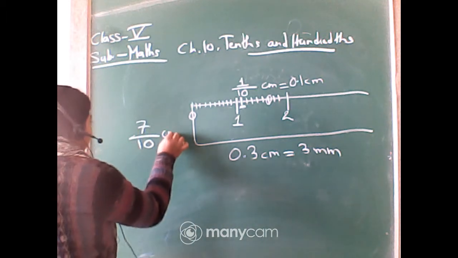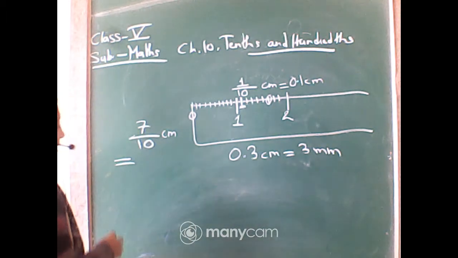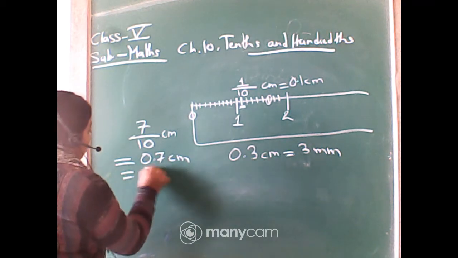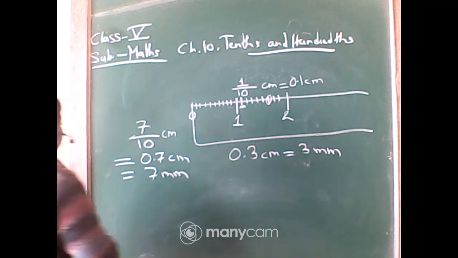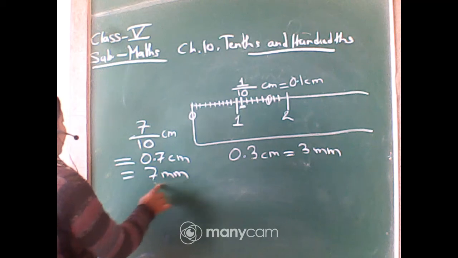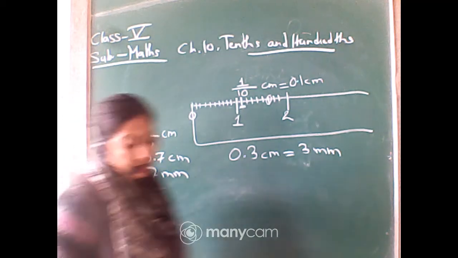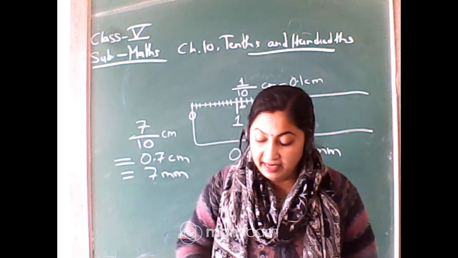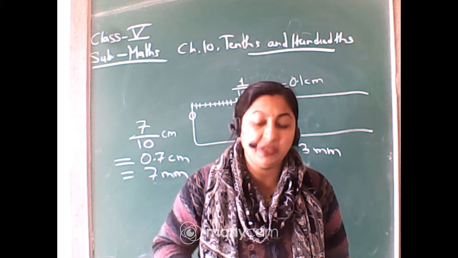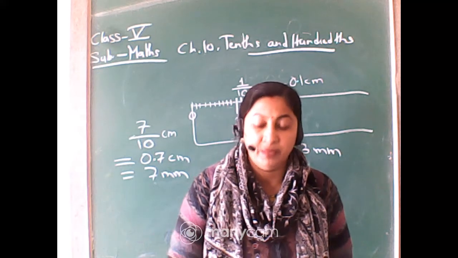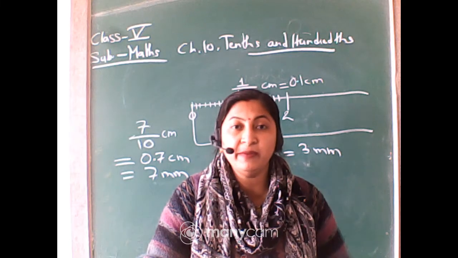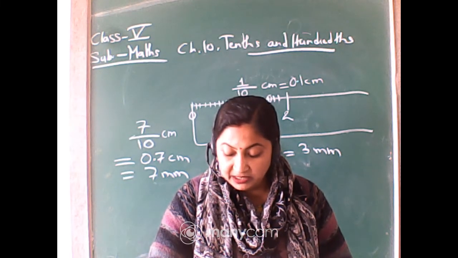This is given in centimeter. This you can write as 0.7 centimeter, which is equal to 7 millimeter. Either it is 0.7 centimeter or it is 7 millimeter. So the next ant's length is 7 millimeter. In the blank you write 7 millimeter. Millimeter is already given, just write 7. And the previous one is 3 millimeter.